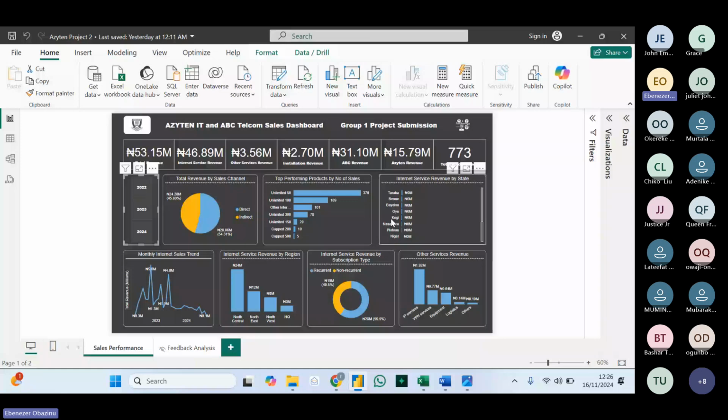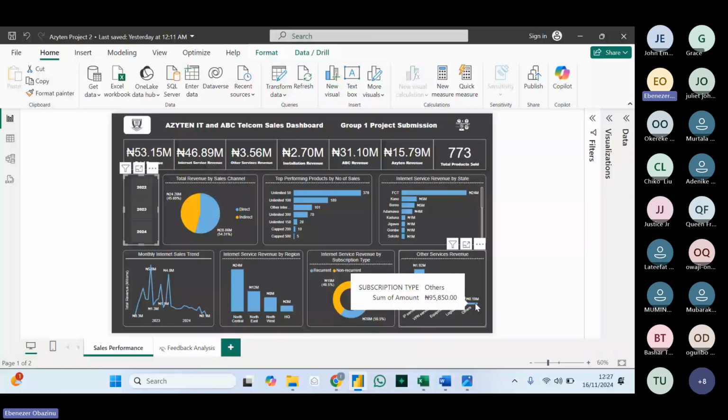So we also have internet service revenue by subscription type, both recurrent and non-recurrent. Non-recurrent accounts for 40.5%, which is around 90 million, while recurrent accounts for 59.8 million. So we also look at other revenue from other internet service. IP services, we have 1.92 million, and others, we have just 0.10 million.